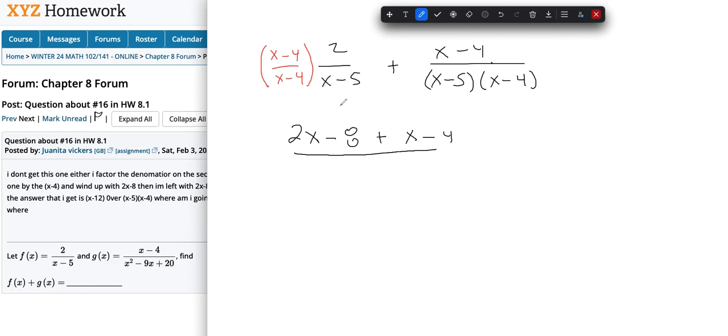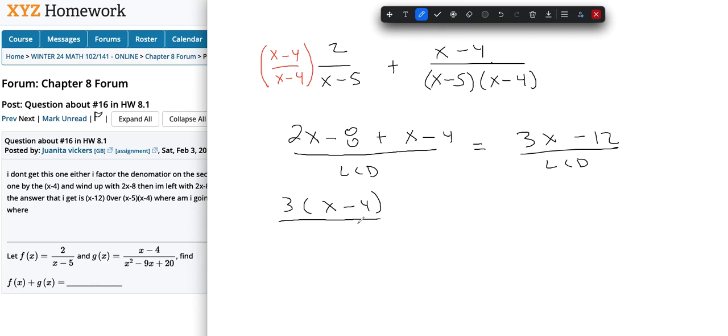all over x minus 4, x minus 5, which I'm just going to write LCD to shortcut that for a second. And then up top we'd have 2x plus x, so that will be 3x. And then minus 8 minus 4 would get us to minus 12 over that LCD. And then once we have our numerator as simplified as we can, that's where we want to see if we can factor anything and reduce. So I'm going to take a 3 out of the top there and write that as 3 times x minus 4 all over x minus 4 and x minus 5.